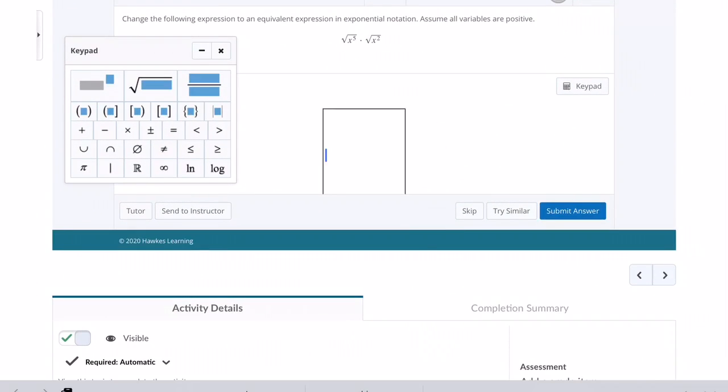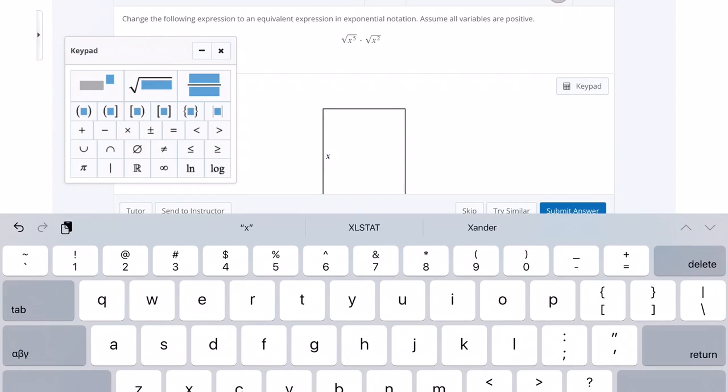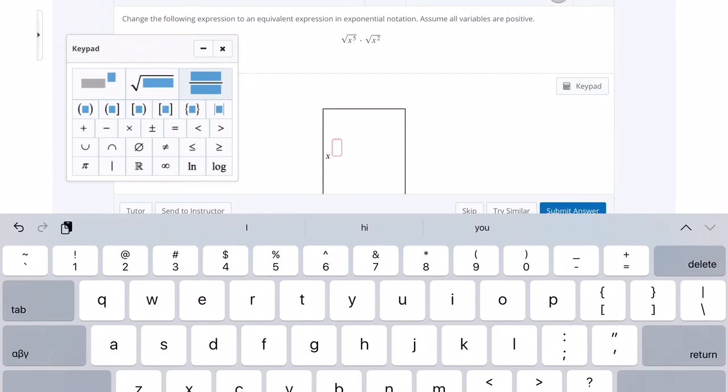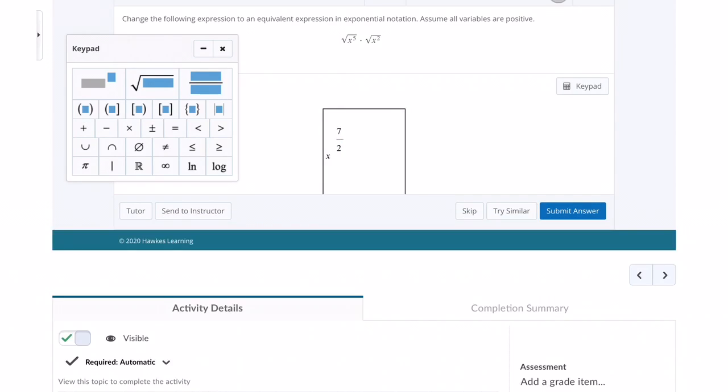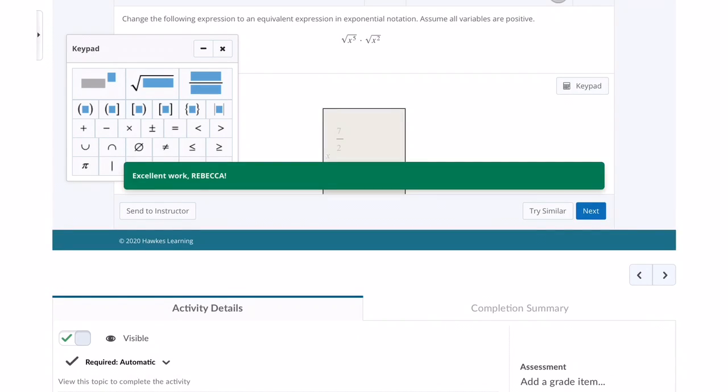So let me try this again. I want my exponent to be a fraction of 7/2. And then we're able to submit that information. So just watch for that. If it's asking you for exponential notation, then you want to leave it with an exponent. If it's asking you for radical notation, then you want to put it in its equivalent radical, square root, cube root, whatever it happens to be.